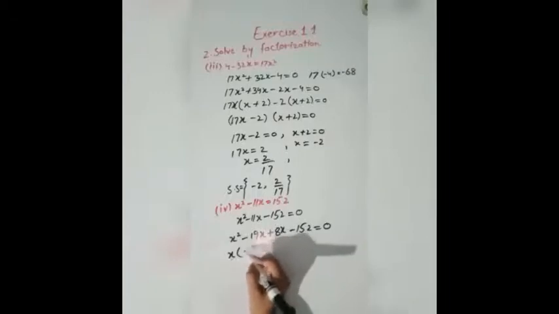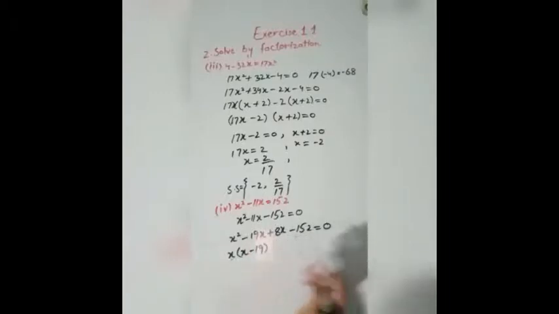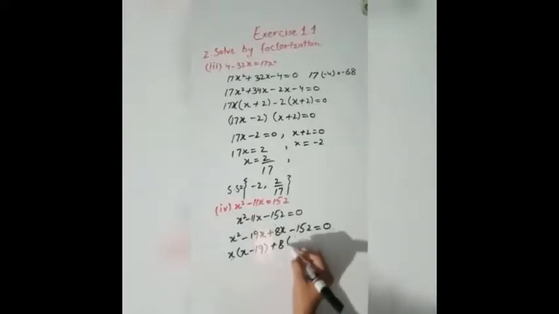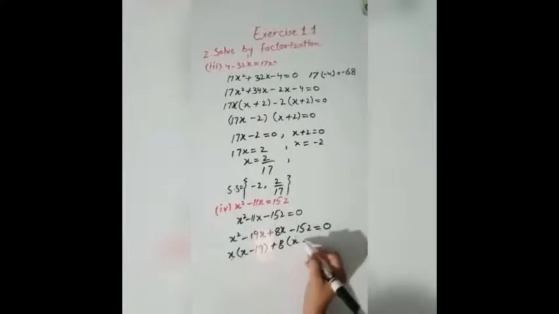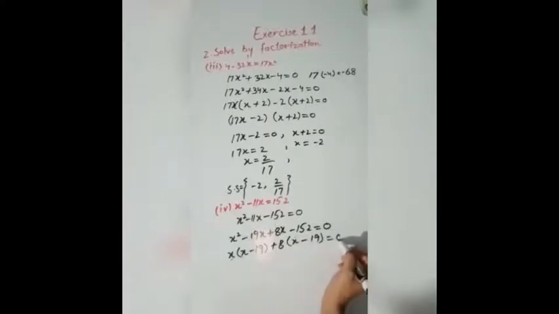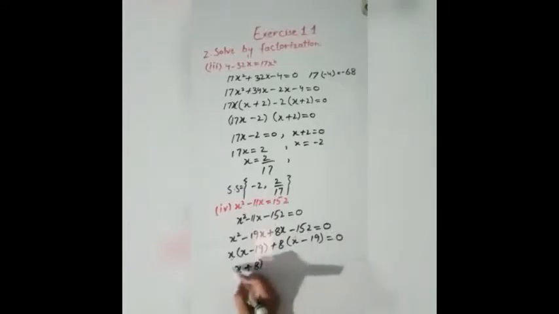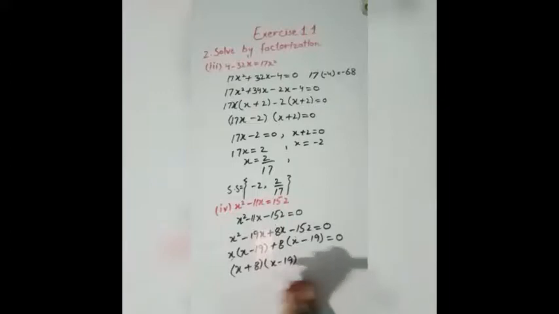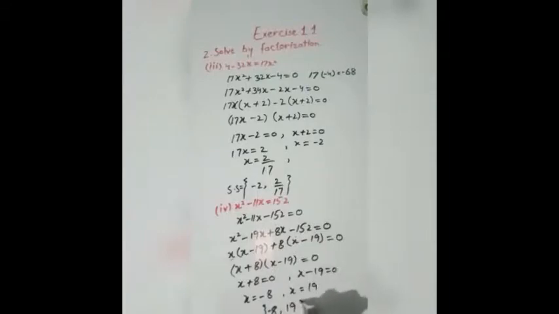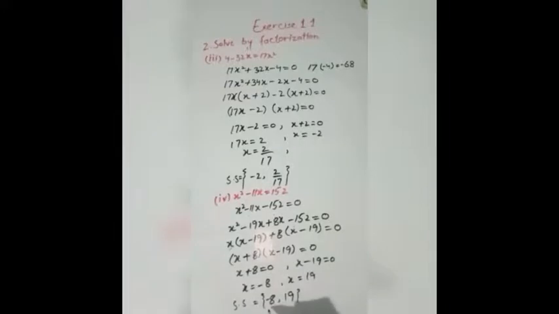So x is common here, so we take common x minus 19, plus here 8 is common, so we get x minus 19. x plus 8, x minus 19 is equal to 0. x plus 8 is equal to 0. x minus 19 is equal to 0. x is equal to minus 8 and x is equal to 19. So solution set is minus 8 and 19.